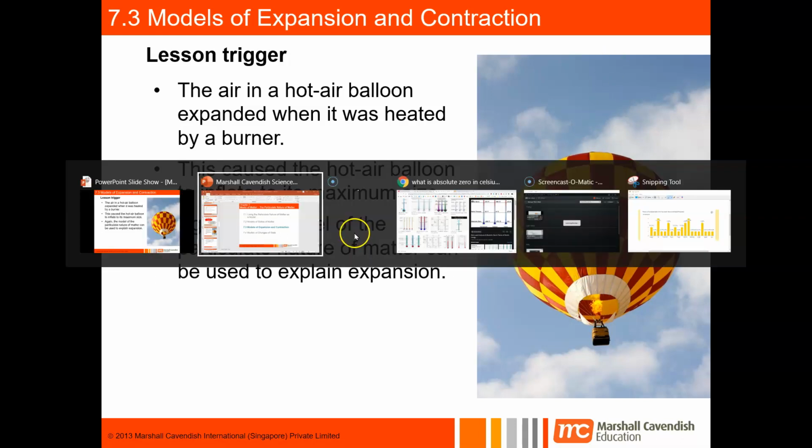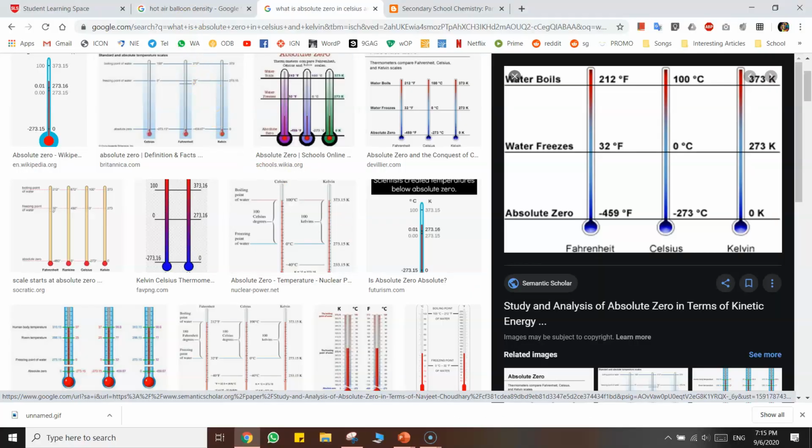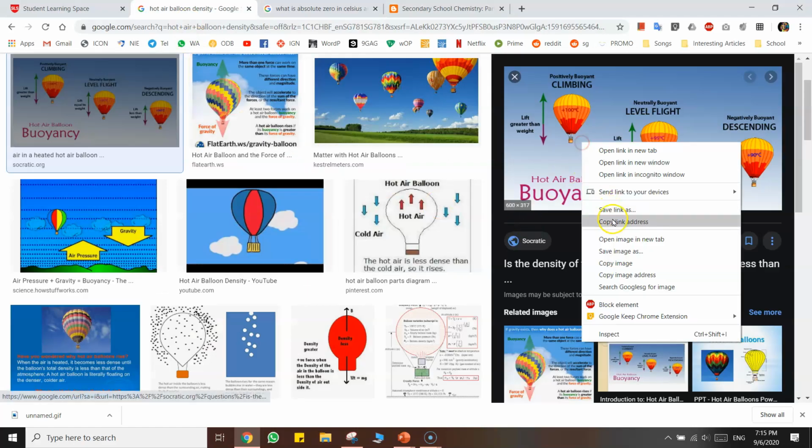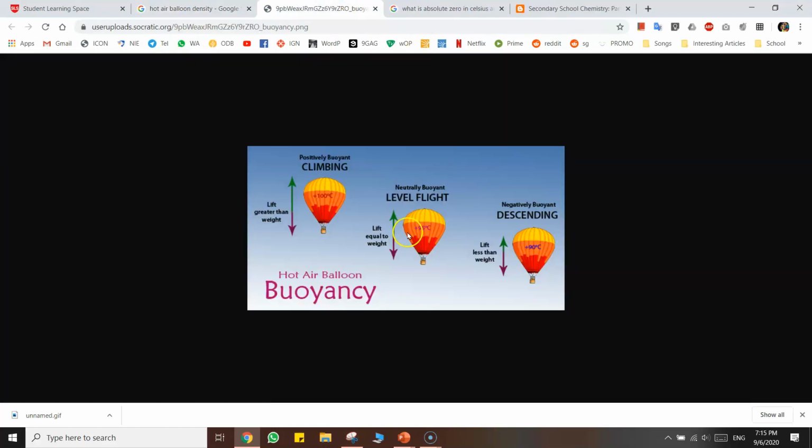Okay, let's just take a quick look at how it works actually. So over here, we have a hot air balloon, and when you heat the air up to 100 degrees, then the balloon will start to climb up because you are decreasing the density of the air within the hot air balloon.